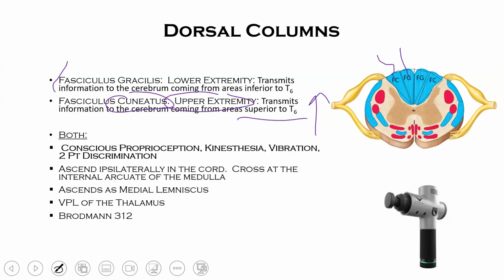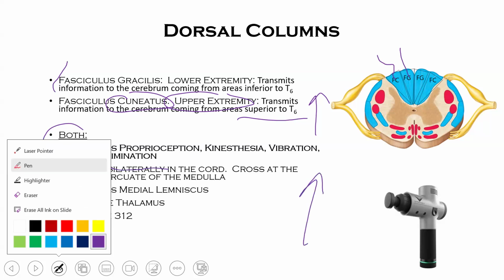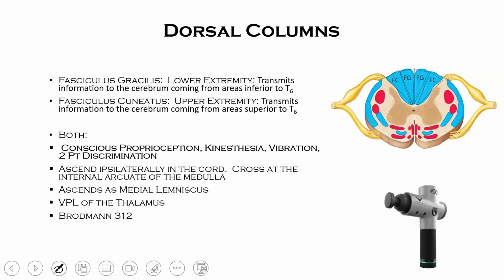Both fasciculus gracilis and fasciculus cuneatus are going to give us conscious proprioception. Proprioception is position sense, or where are we in space? Kinesthesia, movement, right? Feeling movement, vibration sense, 2-point discrimination. Both of them are going to ascend, go up ipsilaterally. Ipsilaterally means same side. Contralaterally would mean opposite side.